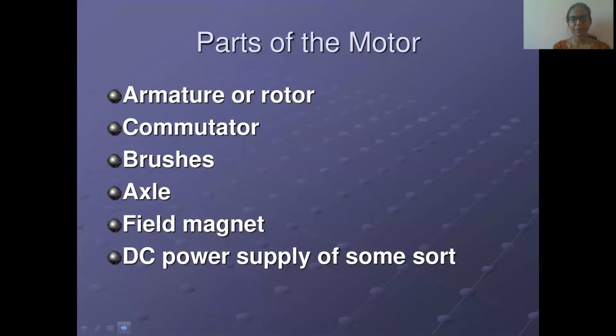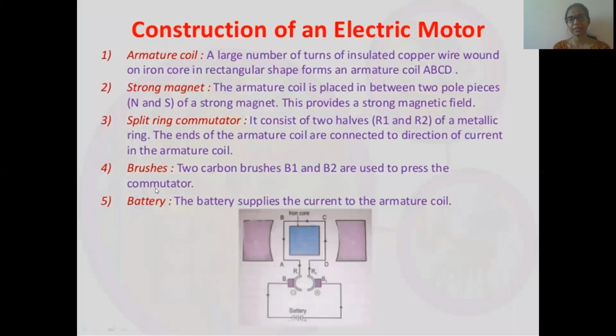Let us come to the parts. The main parts in the electric motor are the armature, or rotator, commutator, brushes, axle, magnetic field, and a DC power supply of some sort. We're going to take all these parts. So let us see how to construct them. Here is the simple construction of an electric motor.